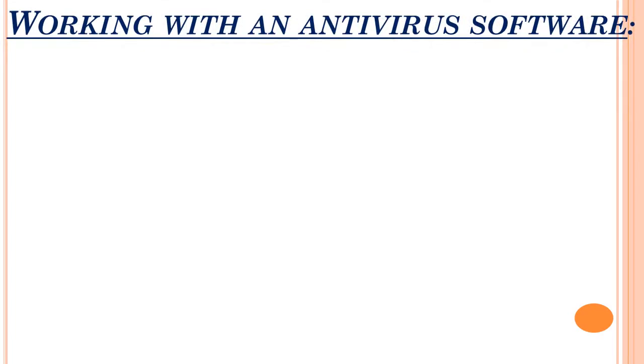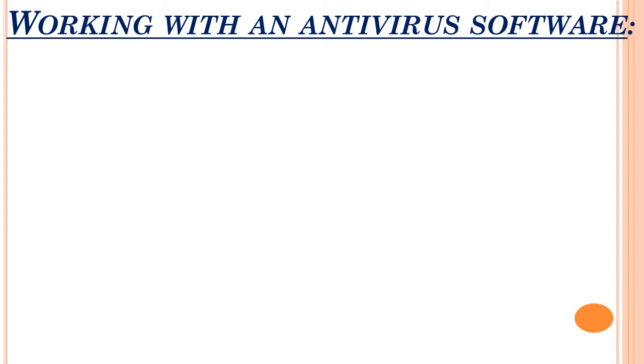Next is about working with an antivirus software. Before going to work with an antivirus software, you need to download the antivirus software, right? Yes, you can download any one antivirus software in your system. So many antivirus softwares you can get. Example, Kaspersky, Net Protector, AVG antivirus software. You can download any one antivirus software.